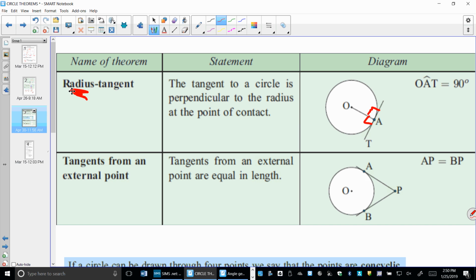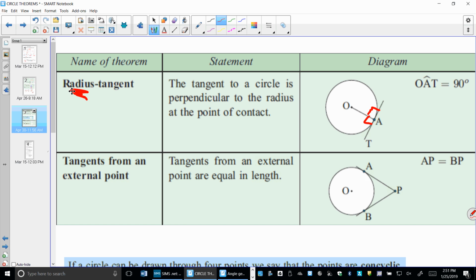And for all of these angle reasons, the name of it is on the left-hand side. So that's the bit that you would write if it says give reason. So giving the reason, that's this here. You would just have to say radius meets tangent. Done. Finished. You don't have to say at 90 degrees.